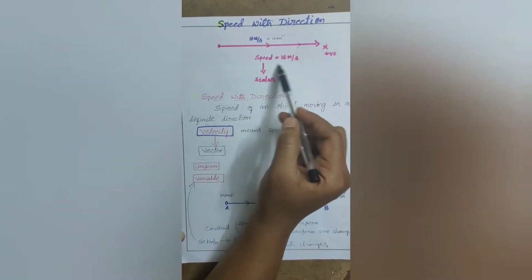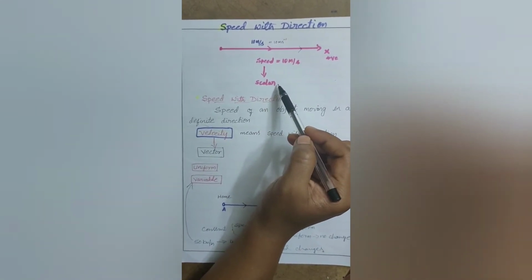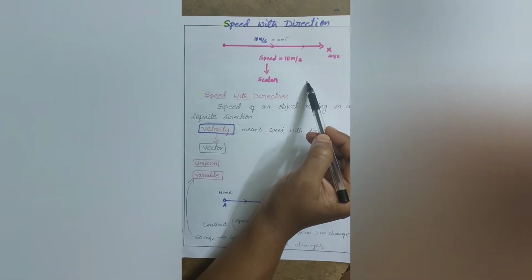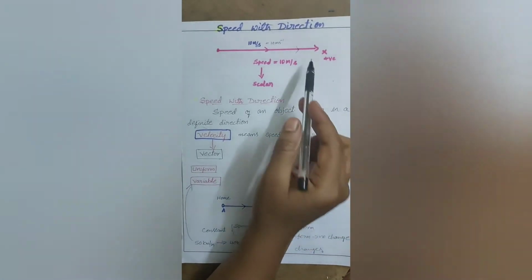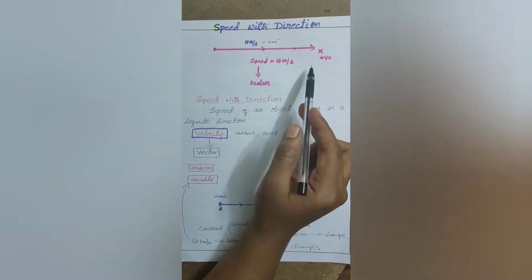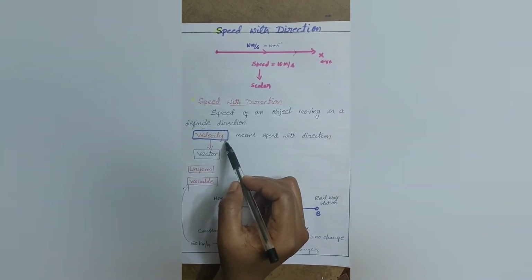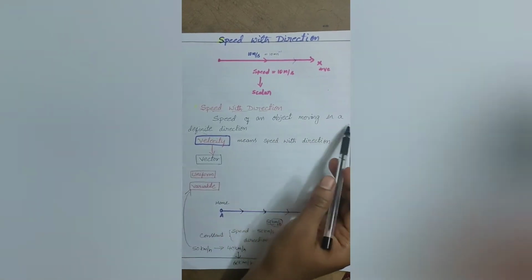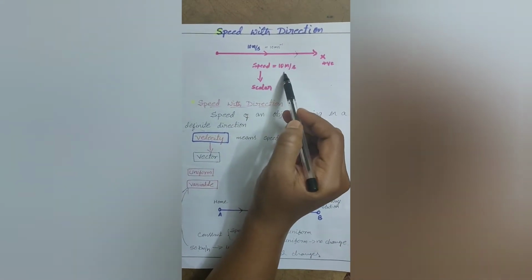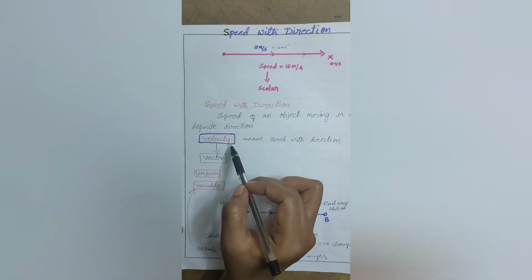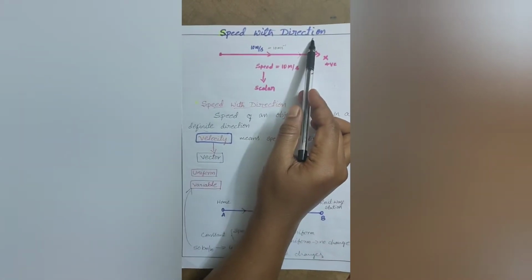You already learned speed is a scalar quantity. What is meant by scalar? Scalar is nothing but only the magnitude. There is no direction. Suppose I give importance to the direction of motion. For this moment, I give more importance to the direction of motion. We get a new quantity called velocity. Velocity is nothing but the speed of an object moving in a definite direction. So an object moving at 10 meter per second in a definite direction is called velocity. Velocity is nothing but speed with direction.